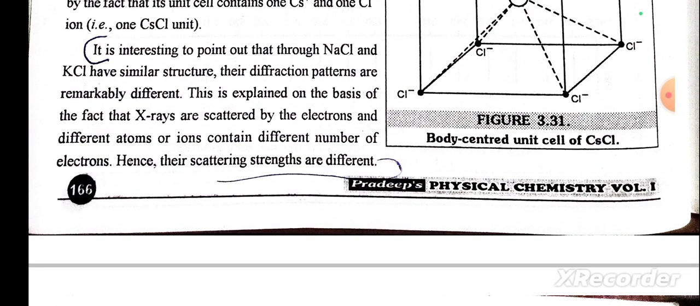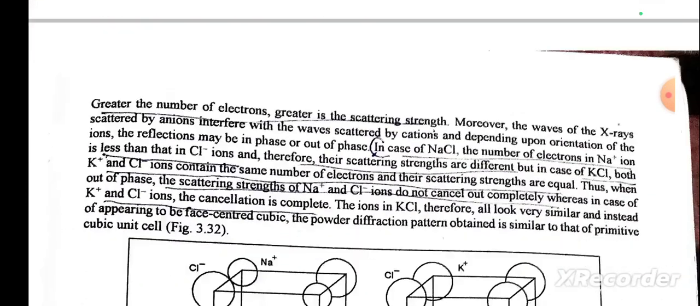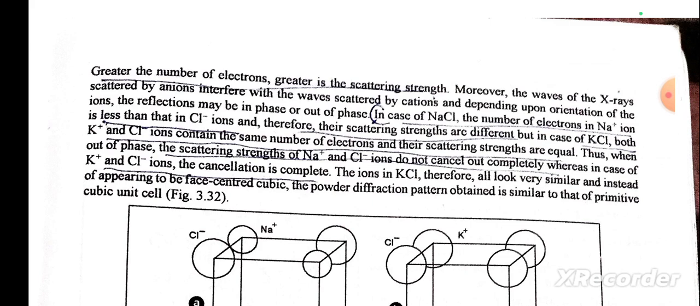It is interesting to point out that NaCl and KCl have a similar structure, and their different diffraction patterns can be explained on the basis of the fact that X-rays are scattered by the electrons in diffraction. Different atoms and ions contain a different number of electrons, and hence their scattering strengths are different. The greater the number of electrons, the greater the scattering strength. Moreover, the X-rays scattered by the atoms interfere. The scattering by the cation depends upon the orientation of the ion, and the reflection may be in phase or out of phase.